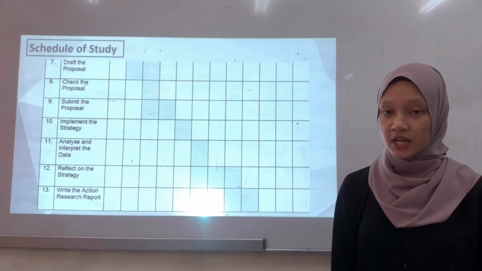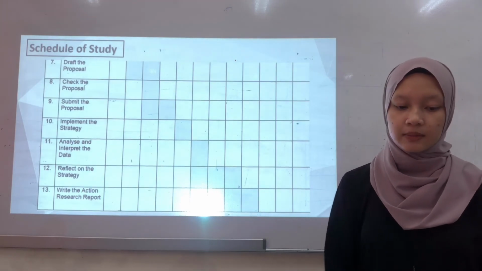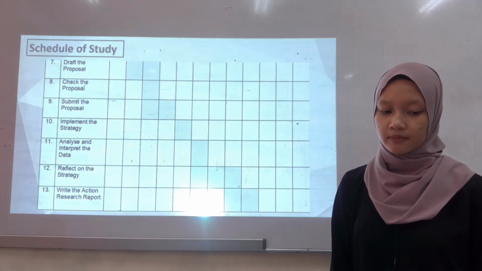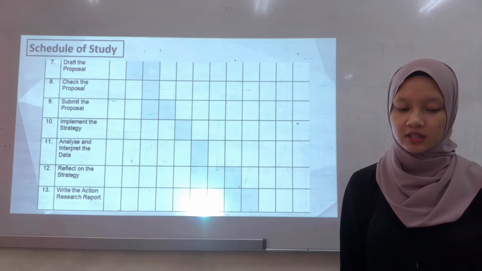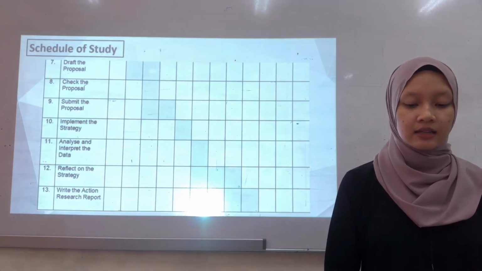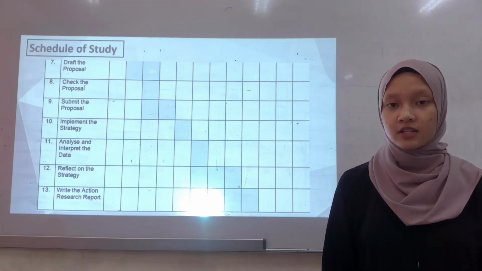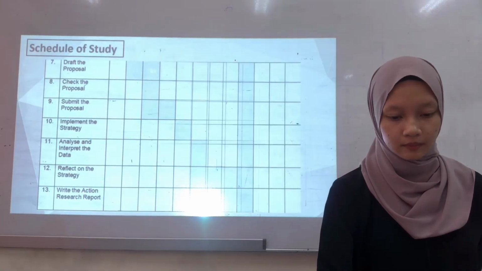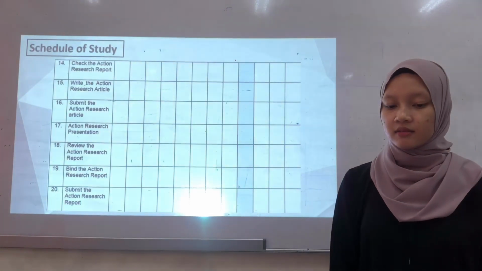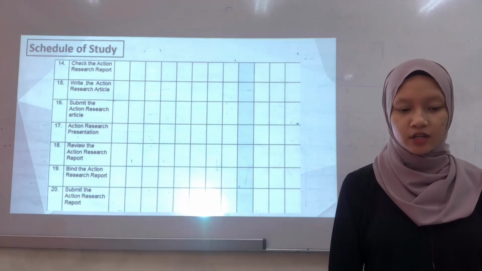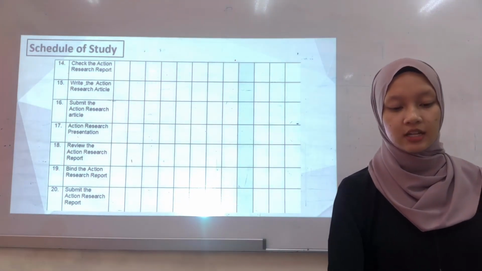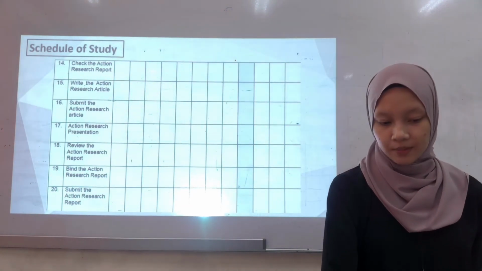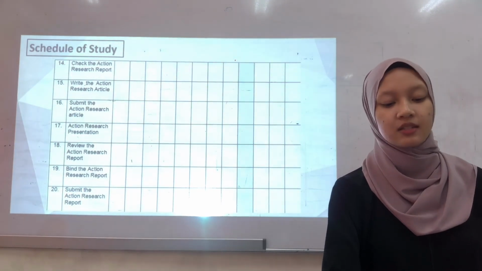And then in March, check the proposal, and March and April, submit the proposal, and in June, implement the strategy, analyze and interpret the data, and in August, September and October, reflect on the strategy, and in October and November, I will write the action research report. In October, check the action research report, write the action research article, submit the action research article, action research presentation, review the action research report, bind the action research report, and submit the action research report.